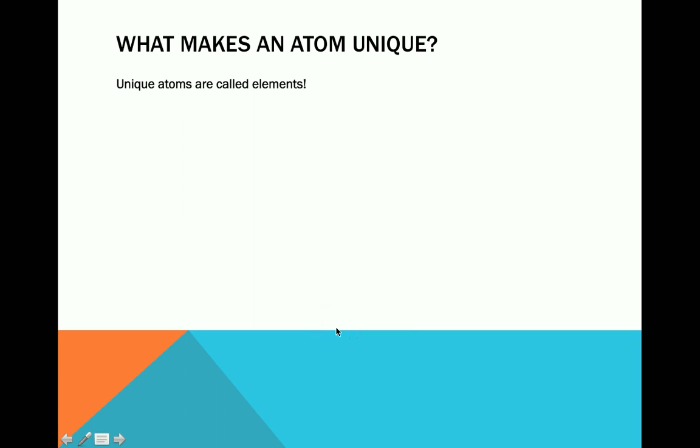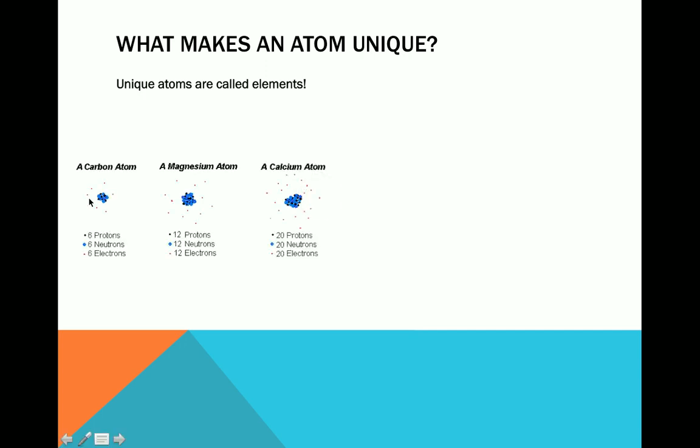Well, first of all, the elements, well, those are unique types of atoms. So every element is a unique combination of subatomic particles that makes it its own type of atom. So here's a schematic showing a carbon atom with its neutrons and protons and electrons scattered about the outside, a magnesium atom, and a calcium atom. And what you can see here is, in this example, all of the nuclear particles and the electron count, they all are the same.